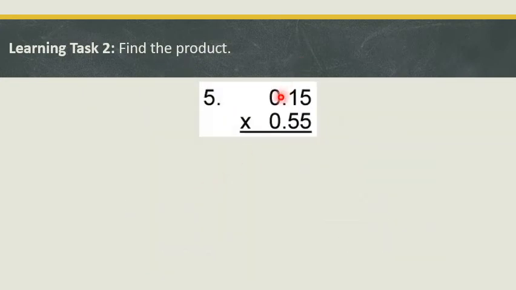And last, number 5. So, ganun po uli ang pag-multiply. So, dito muna tayo magsisimula. So, 5 times 5 is 25. Carry 2. 5 times 1 is 5. 5 plus 2 is 7. And 5 times 0 is 0.